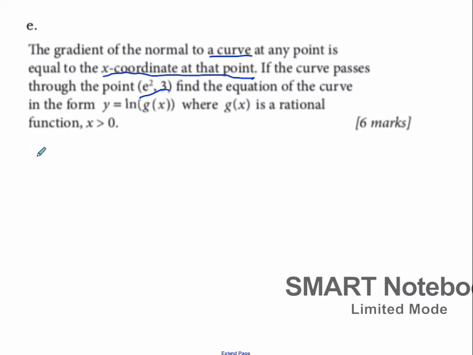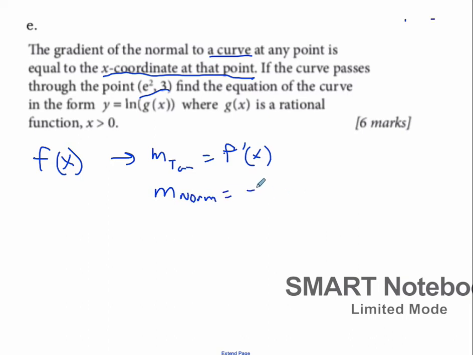We don't know anything about the function, so let's just call it f of x. The gradient, or the slope of the tangent, remember, equals f prime of x. The slope of a normal, because it's perpendicular to the tangent, is going to be negative 1 over that, remember the slopes are negative reciprocals. So the gradient of the normal equals the x-coordinate. We can make an equation for that: the gradient of the normal equals x.